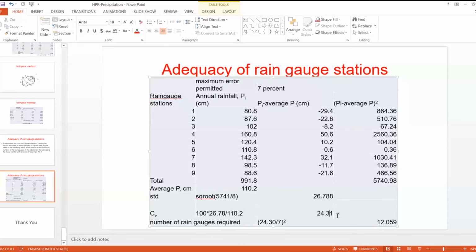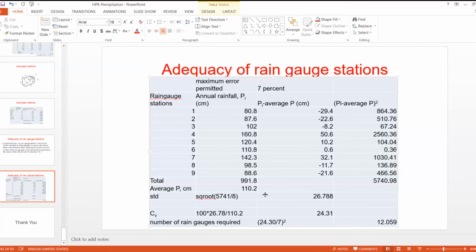Then the allowed variation of this rain gauge station with respect to the average rain gauge station, that is 7%. So for that condition, the number of rain gauges required is equal to 24.3 divided by 7 squared. So for 7% variation, we need to have 12 rain gauge stations. But right now we have only 9 rain gauge stations. So we have to supplement by another 3 rain gauge stations.